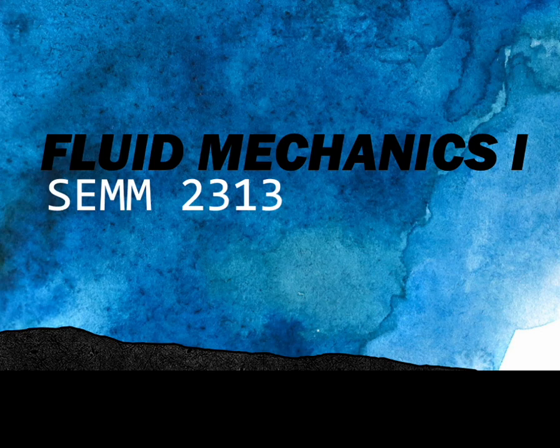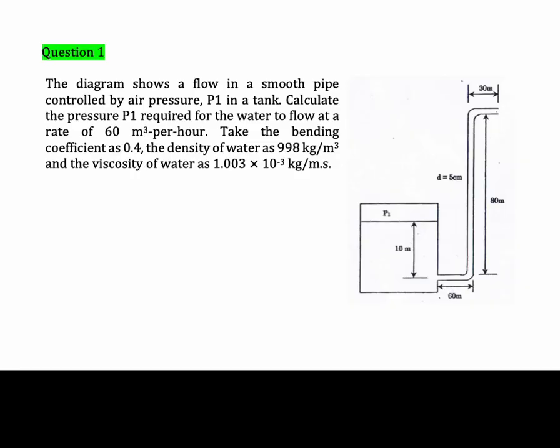SEMM 2313, and now we will go for tutorial for flow in pipe. So this is question 1. The diagram shows a flow in a smooth pipe controlled by air pressure P1 in a tank. Calculate the pressure P1 required for the water to flow at a rate of 60 meter cube per hour.